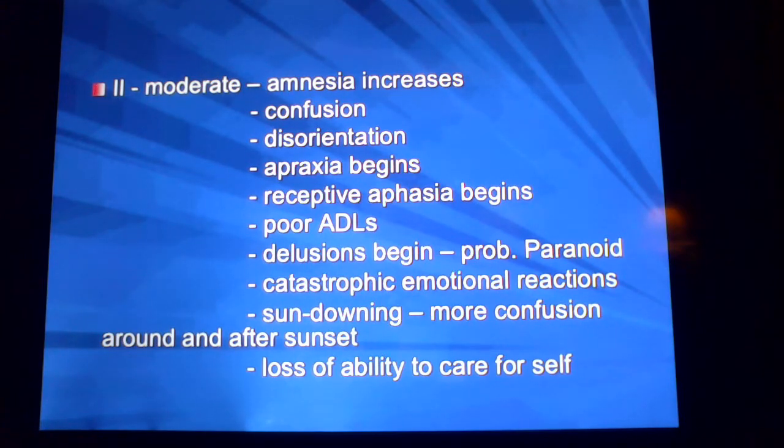This can lead, at the end of this phase, they really begin to realize something is wrong, and they can have catastrophic emotional reactions. Yelling and screaming, realizing there's something wrong with them. Also, at the end of this stage, again, this can happen in any dementia, what's called sundowning. As the sun goes down in the sky, maybe 4 or 5 in the afternoon, this time of the year, people get more confused. Okay? They also have a loss of ability for self-care, as I said.